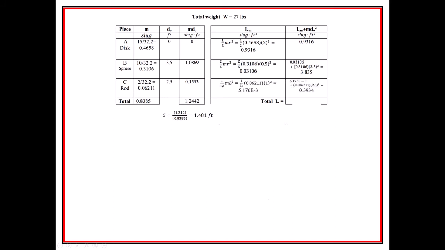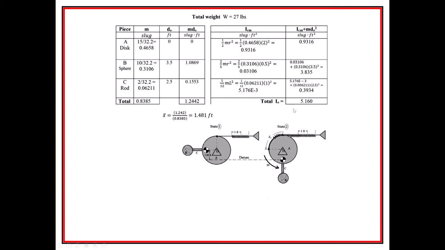And then we do the same thing for the rod. That's 1/12 ml squared, and it has a pretty small mass moment of inertia on its own, but once you add the mass times the distance that you have to move it, it gains a little bit, it makes it substantial. So we add all those together, and we can add them because they've all been moved to the same spot. And so we get a total IO, the mass moment of inertia about O, of 5.160 slug feet squared.